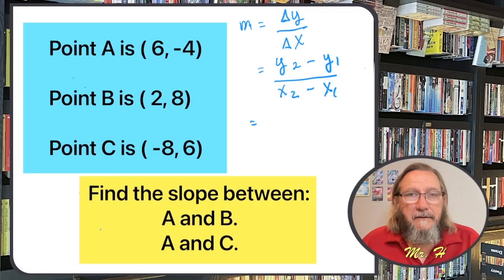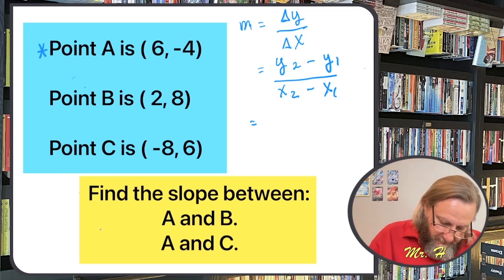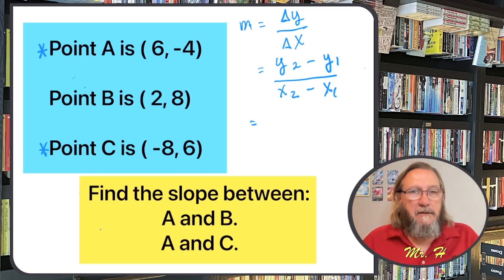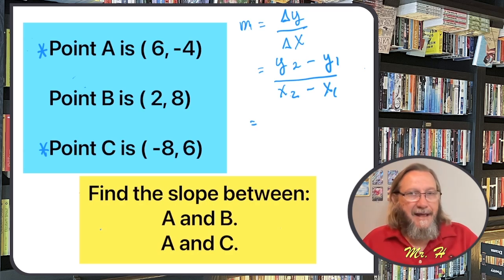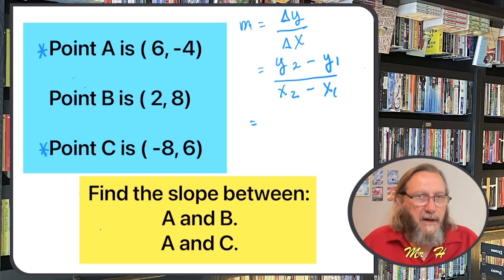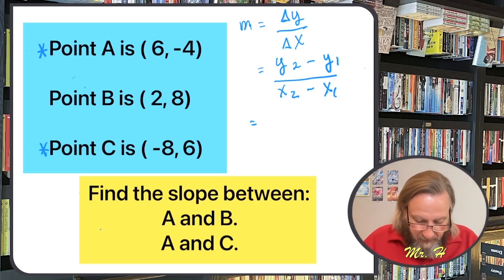Welcome back. Now let's take a look at the slope between points A and C. That's this point up here and this point down here. Again, it doesn't matter which one you select to be the first point and which one you select to be the second point. Now, on the last problem, we took the first point being the top one and the second one being the bottom one. And we're going to flip that this time, just so that you can see it doesn't really matter.